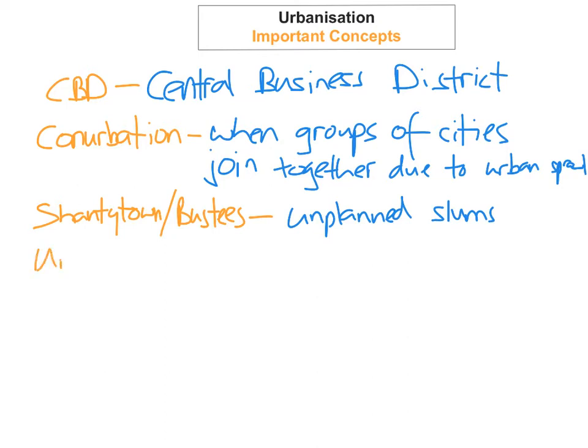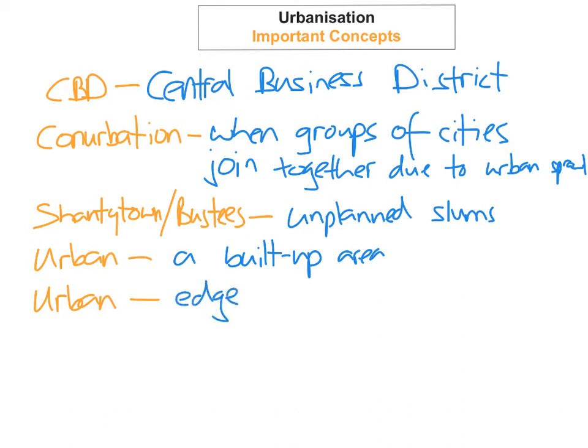The word urban, which is what the whole chapter is all about, is just basically a built up area. Urban fringe, the fringe is the outskirts, so on the edge of the city. So it's the edge of the city or the edge of the built up area.